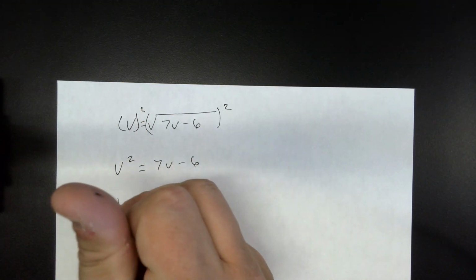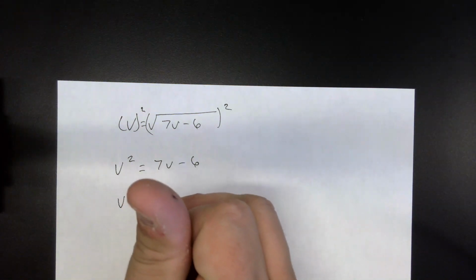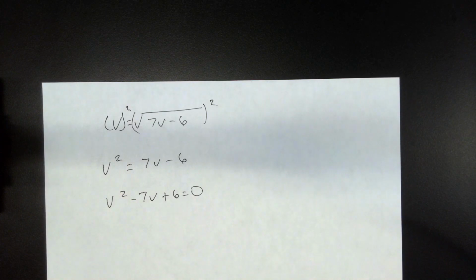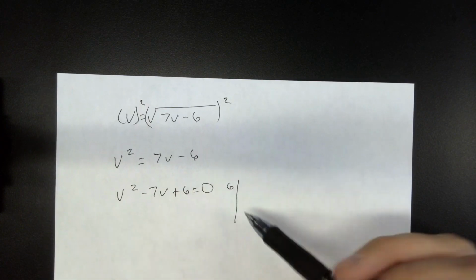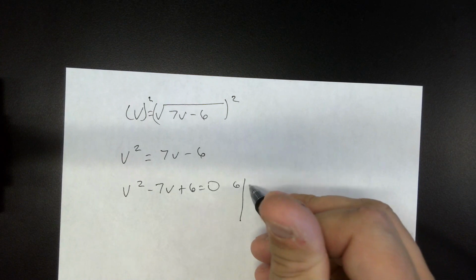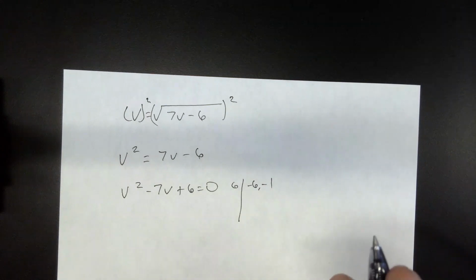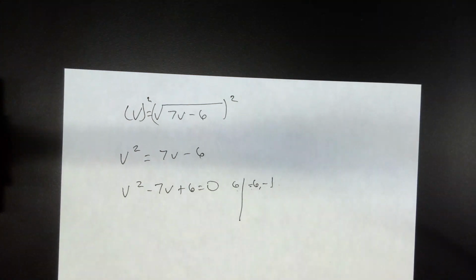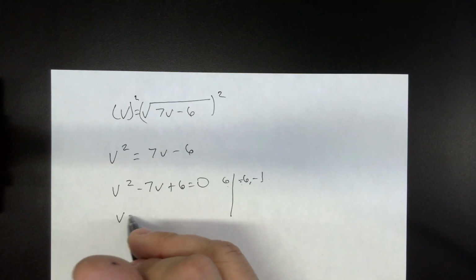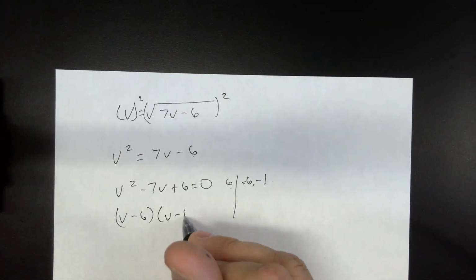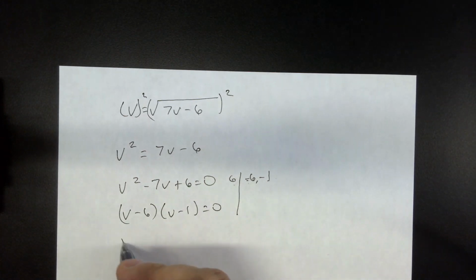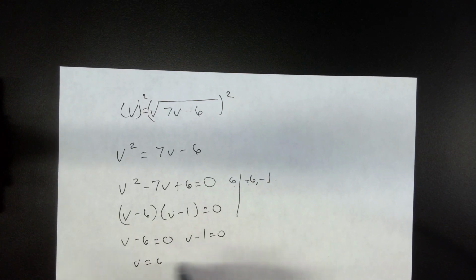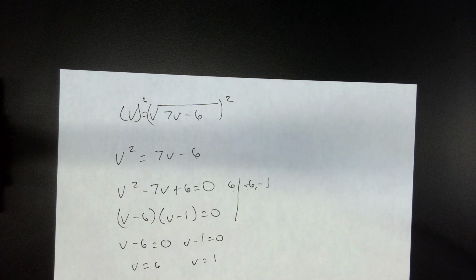Because the first thing we're going to do is get it set equal to 0 by subtracting 7v and adding 6. Because now I could say, okay, what are two numbers that multiply together to be c and add together to be b? Negative 6, negative 1. Because those two numbers multiply together to be 6, and they add together to be negative 7. So I can then plug them into my parentheses and solve them, which gives us v equals 6 and v equals 1 as our solution.